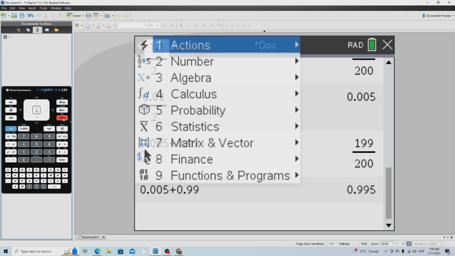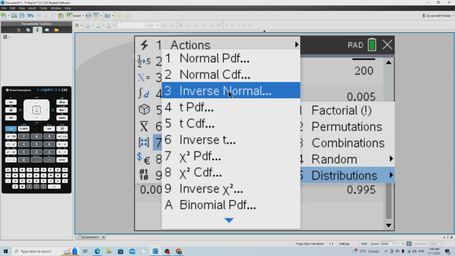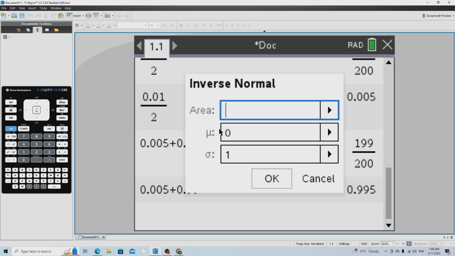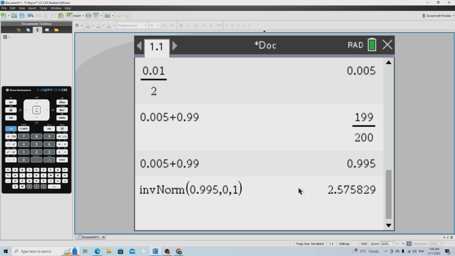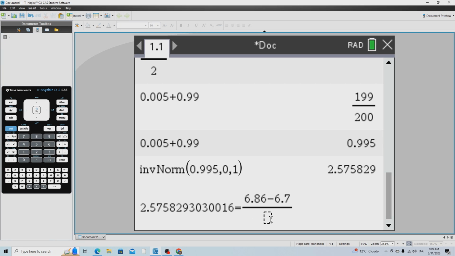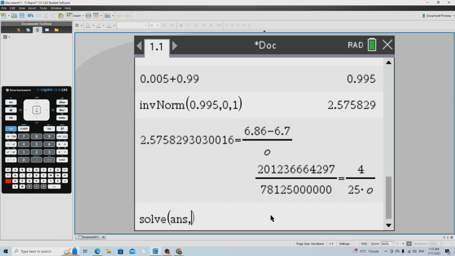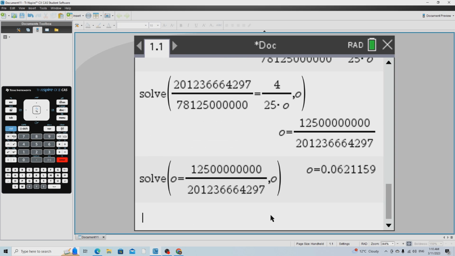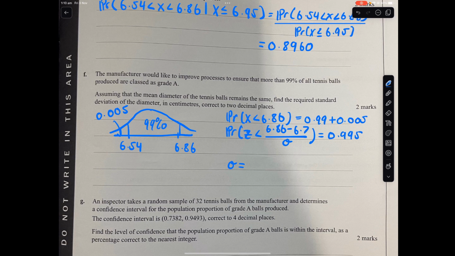So go on menu, probability distributions, inverse normal. The area is 0.995, and that should equal this. So we equate that to 6.86 minus 6.7 over sigma. I'm going to solve, answer, comma, sigma, and we get this value of sigma. This is your standard deviation. So your standard deviation to 2 decimal places is 0.06. Done.